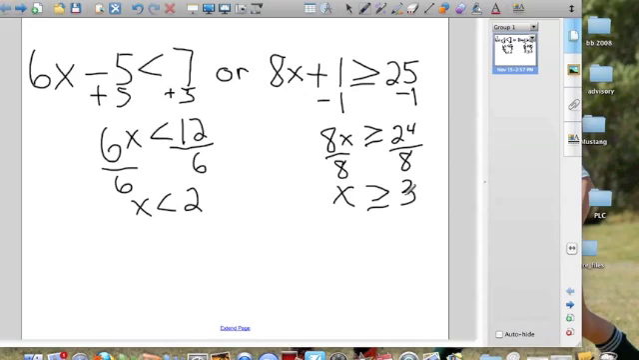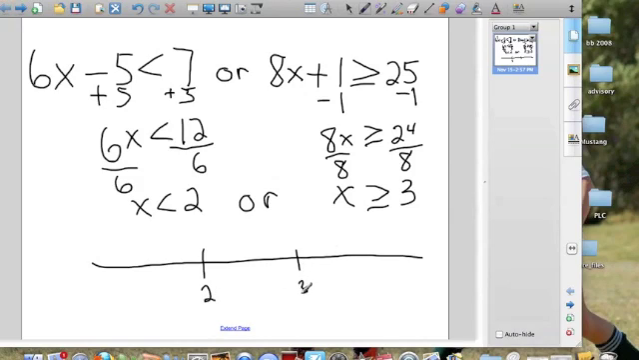Now again, we have to graph these on a number line, so we'll draw our number line. Now these are compound inequalities, and there's the or in between, so we have a choice. So let's graph x is less than 2. On our graph, I'm going to put 2, also 3, 4 over here, and 1 over here.